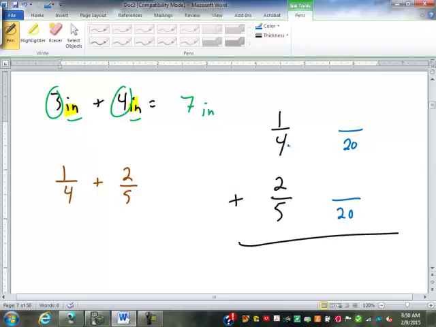Now we need to figure out what do you multiply 4 by to turn it into a 20? 5. So you have to do 1 times 5 to get 5. What do you multiply a 5 by to get 20? 4. So 2 times 4 is 8. 5 plus 8 is 13. And is that 40ths? No, when we add, we keep the same name. So it stays 20. Why would you put 40?